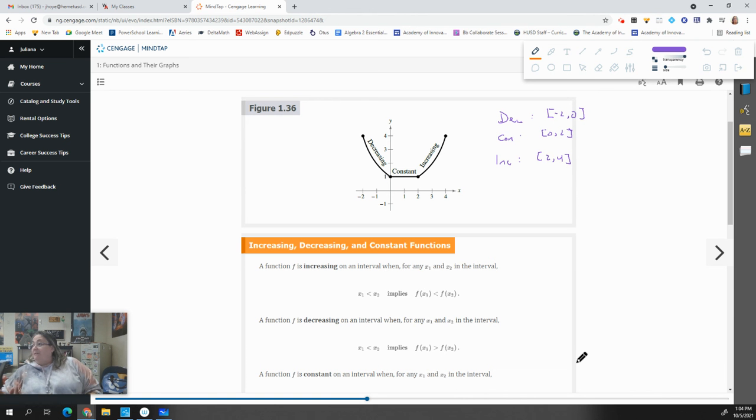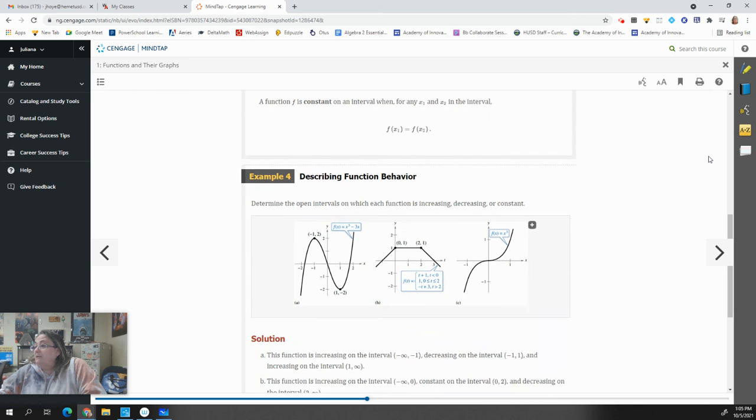The only thing that could be different is if one of these was an open dot, it'd get a parentheses where you start, because it's not including it, it's going up to it. But that's literally it. You're going to look at the graphs and determine where it's decreasing, where it's constant, a straight line, and where it's increasing, and you're going to write those intervals. Like I said, this isn't super hard stuff today because it's all about understanding and being able to read the graphs.